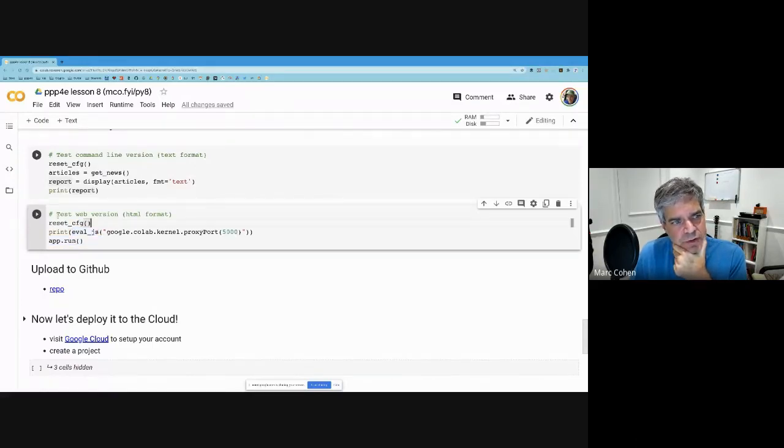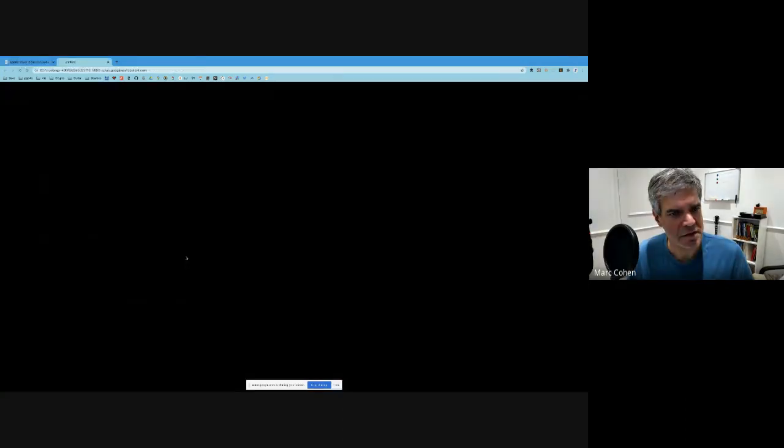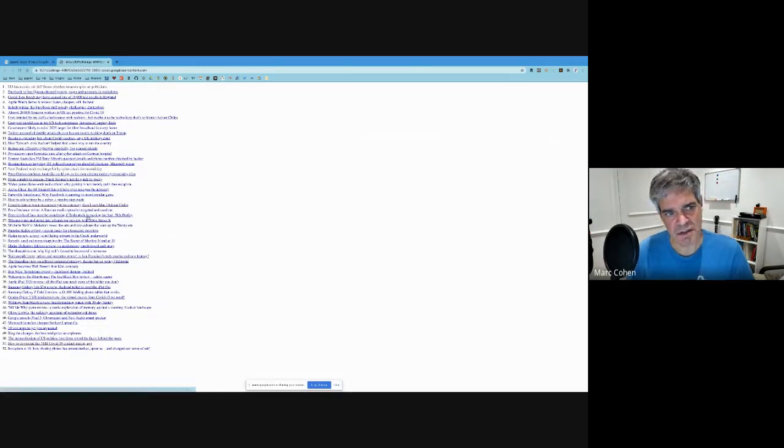But I think we saw this last week. If I run this, it gives me a link that I can click on to get to the running web version. And this is going to cause it to display the articles with HTML. And as you can see, I get the same hits, 52 articles. The last one is Instagram at 10.